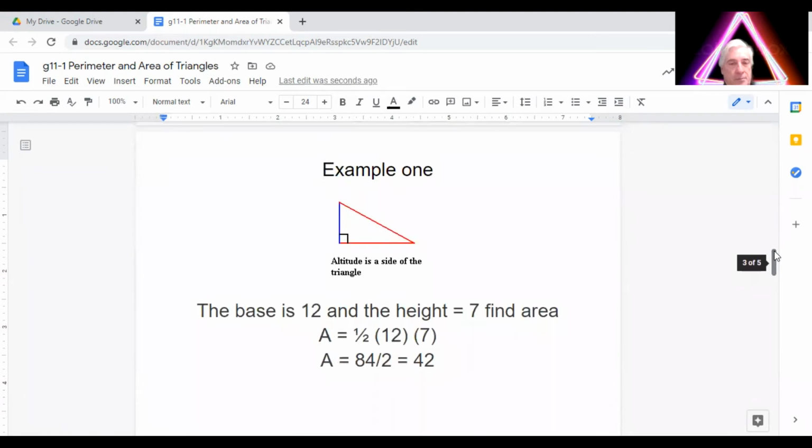Here's my first example. The altitude is on the side of the triangle. Let's let the base be 12 and the height be 7.